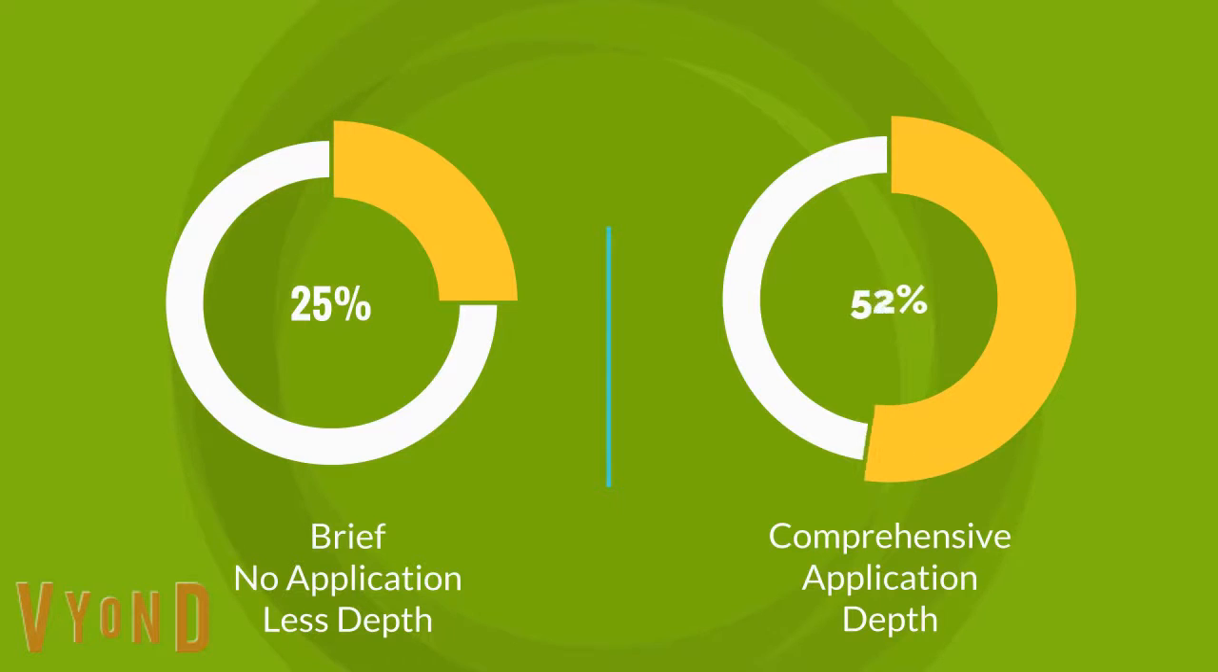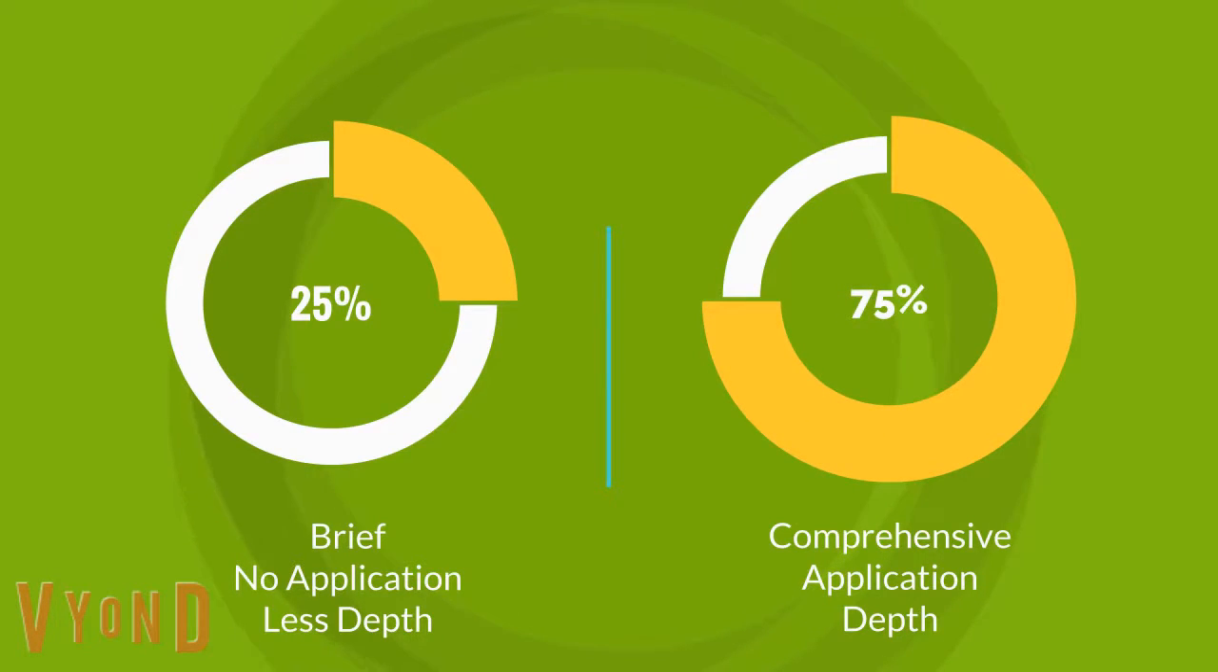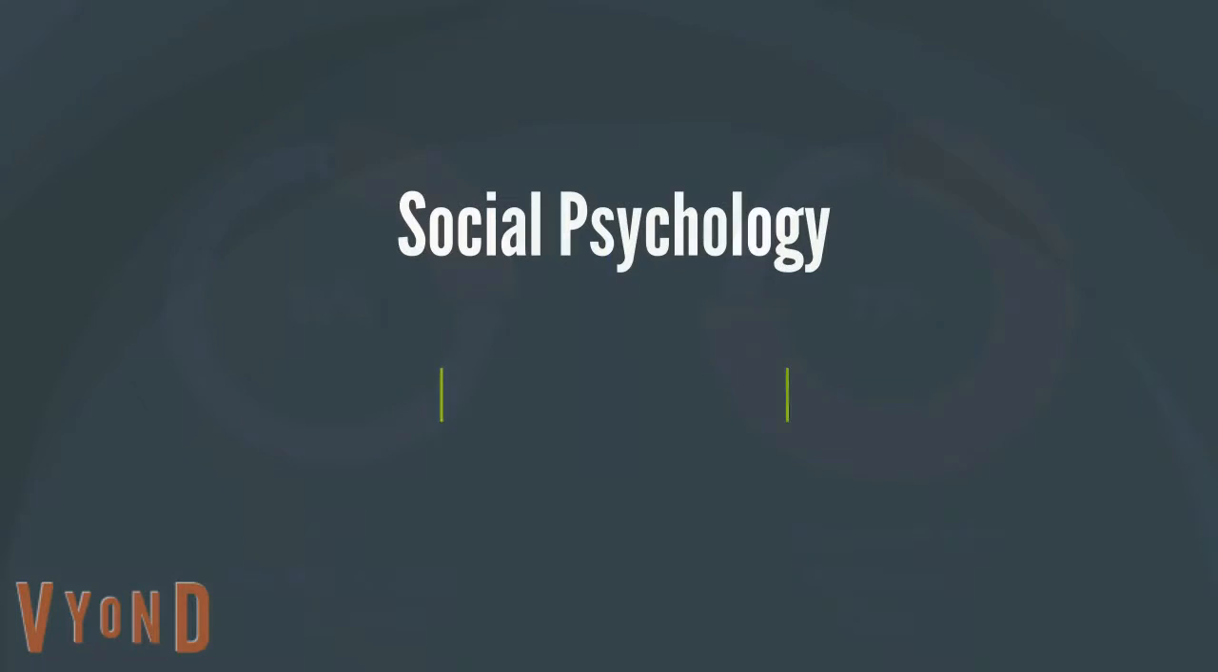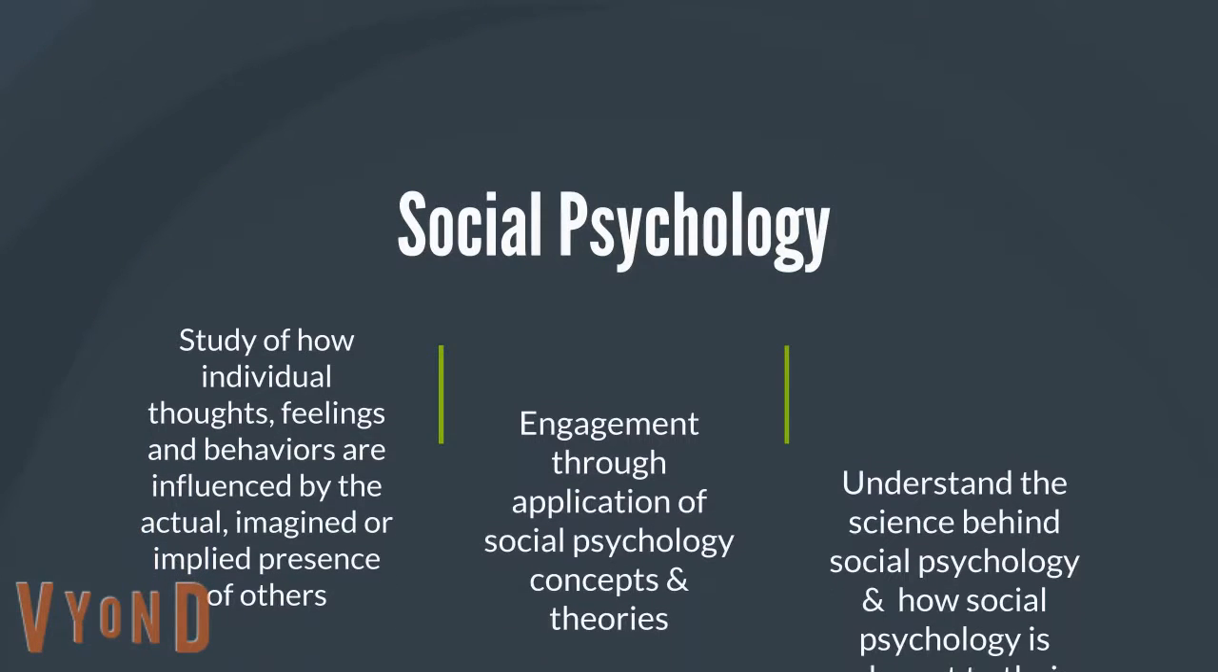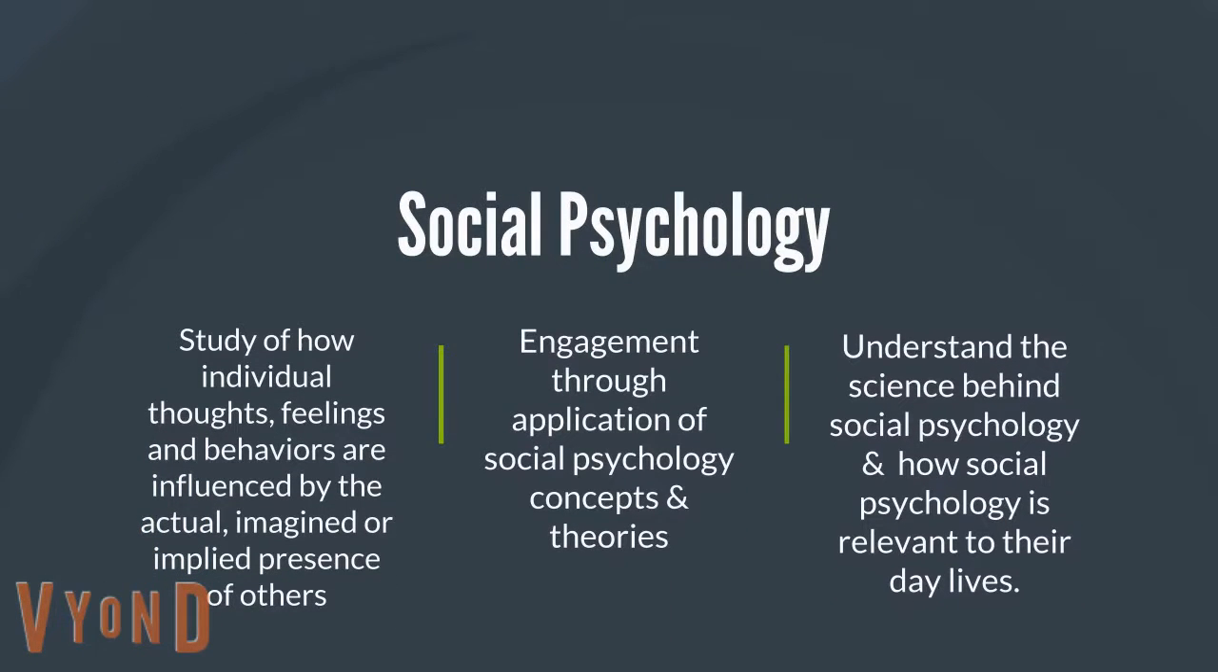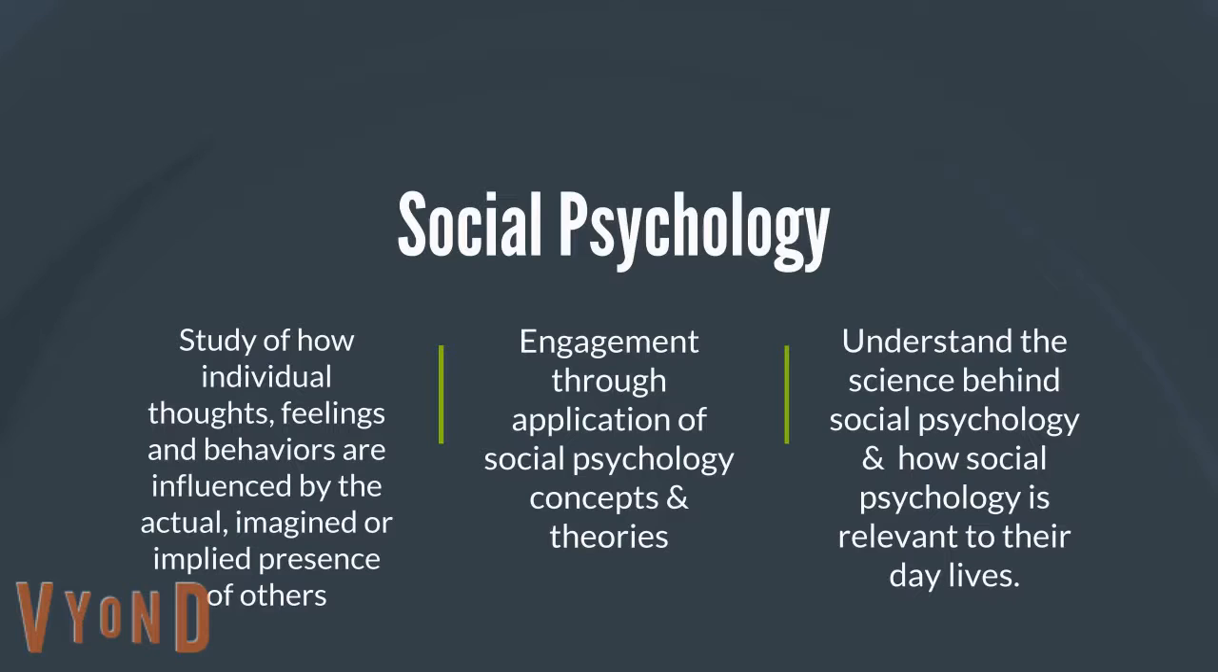Heinz and Goodfriend is a comprehensive book that will appeal to a larger segment of the market and includes applications within each chapter and individual applied mini chapters at the end of the book. Social psychology is the study of how individual thoughts, feelings, and behaviors are influenced by the actual, imagined, or implied presence of others. Most instructors want to engage students through application of concepts and theories. They also want to help students understand the science behind social psychology and how it's relevant to their lives.